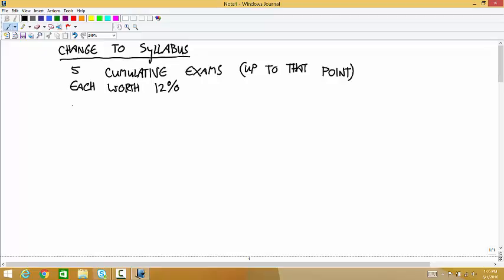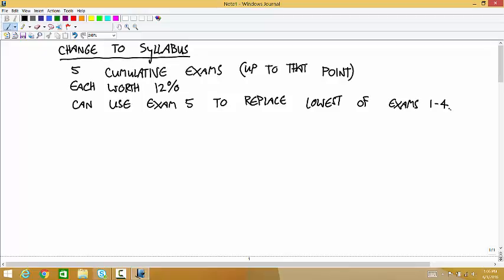Okay, if your final's lower than those other 4, then I'll keep the higher. But you can use exam 5 to replace the lowest score of exams 1 through 4. Okay, does that make sense to everyone?